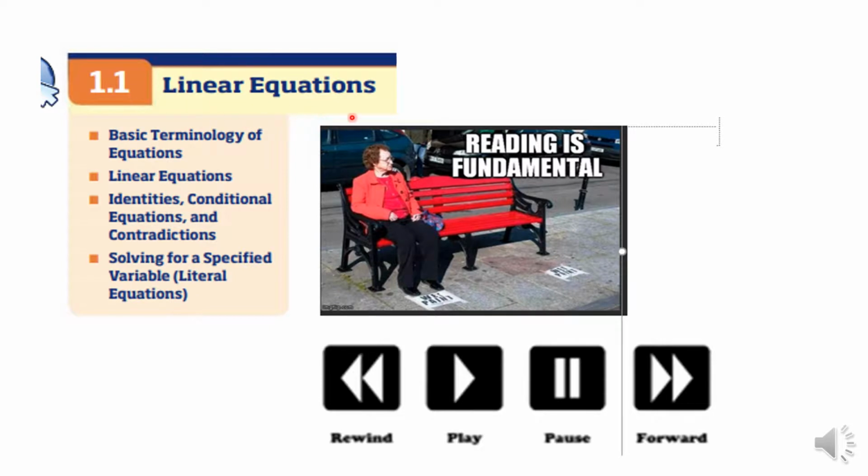The topic is linear equations. We'll talk about terminology. We'll solve some linear equations. We'll talk about the three possible outcomes. And we'll talk about a special type of linear equation that is a literal equation.